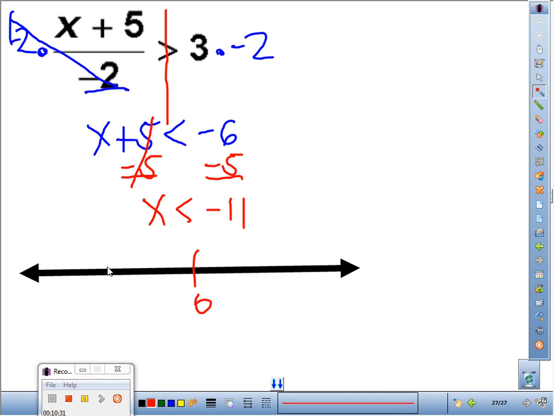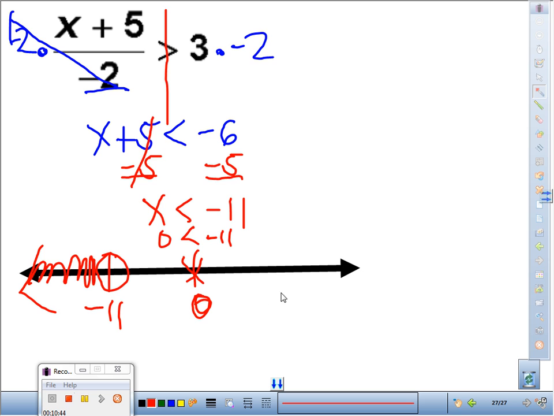Zero, our dividing point is negative 11. I'm going to test 0 since it's already here. Is 0 less than negative 11? No. Is it an open or closed point? Open, and everything to the left. And the last one.